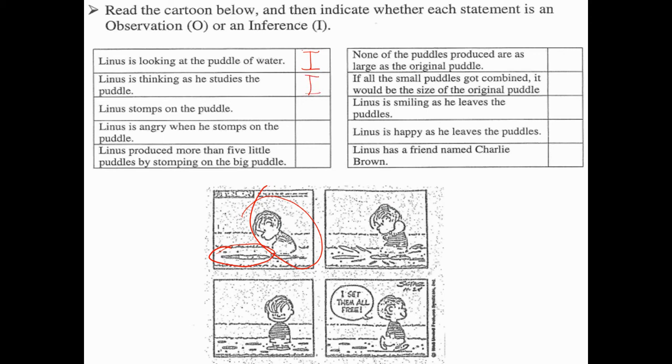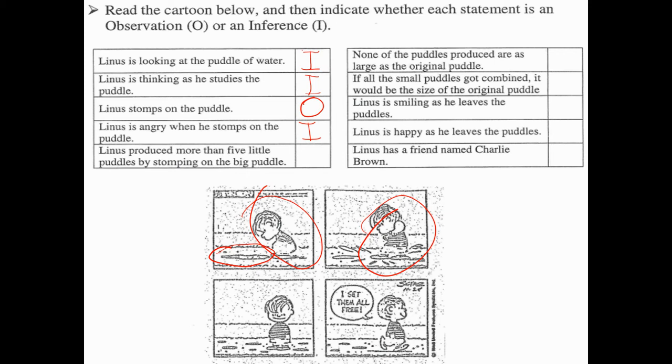So this part, Linus stomps on the puddle. So we're seeing that Linus is stomping on the puddle. That works. Linus is angry when he stomps on the puddle. That's more of an inference. If someone's stomping, it could be an indication that they're angry, but that's more of an inference than anything else, because we're not really observing that they're angry. We're just observing that they're stomping.